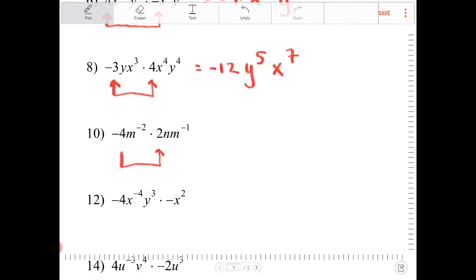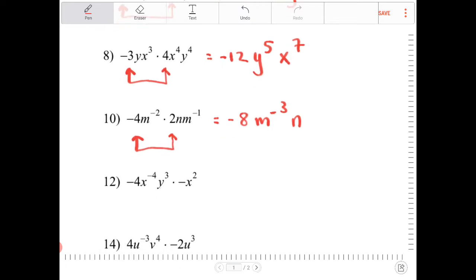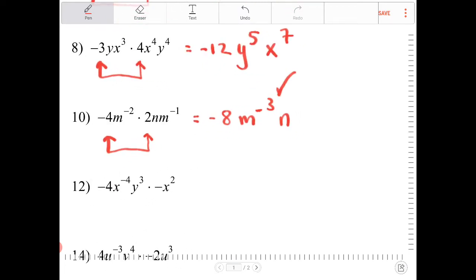Negative 4 and positive 2 makes negative 8. m to the negative 2 and m to the negative 1st, that's m to the negative 3. And times n. Now, this is the part where I need to re-express this all in terms of positive exponents, right? Because right now I have a negative exponent there. So what does this turn into? Well, this is equivalent to negative 8n over m to the third. Remember the negative exponent rule? If I have m to the negative 3, this is equivalent to 1 over m to the third. And all of these are factors, so I can move factors around. Okay, so it's negative 8n over m to the third.